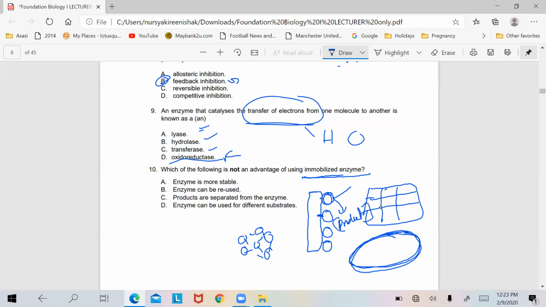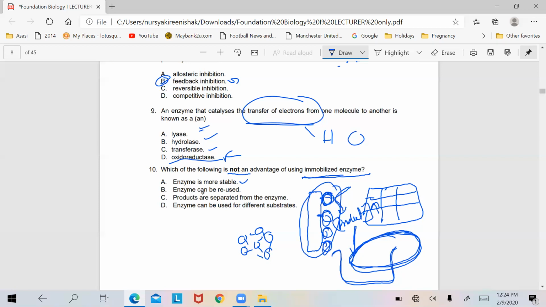The products are produced in bulk quantity, and they can easily be collected or isolated from the enzyme. They can be quickly and easily separated from the enzyme. So which one is not the advantage? A is an advantage: the enzyme is more stable. The only thing that moves is the substrate and also the product, so the enzyme is more stable.